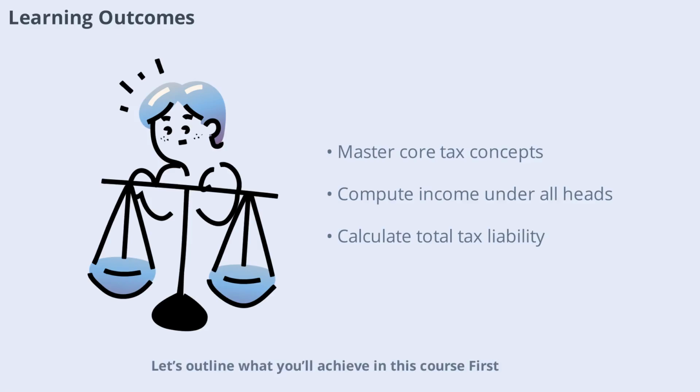First, you'll master the core concepts of income tax, including key terms and the importance of residential status. Next, you'll learn how to compute income under each of the 5 main heads: salary, house property, business or profession, capital gains, and other sources. Finally, you'll bring it all together to calculate an individual's total income and tax liability, applying deductions, rebates, and the latest tax slabs. Each unit builds on the last, ensuring a logical flow and practical understanding.